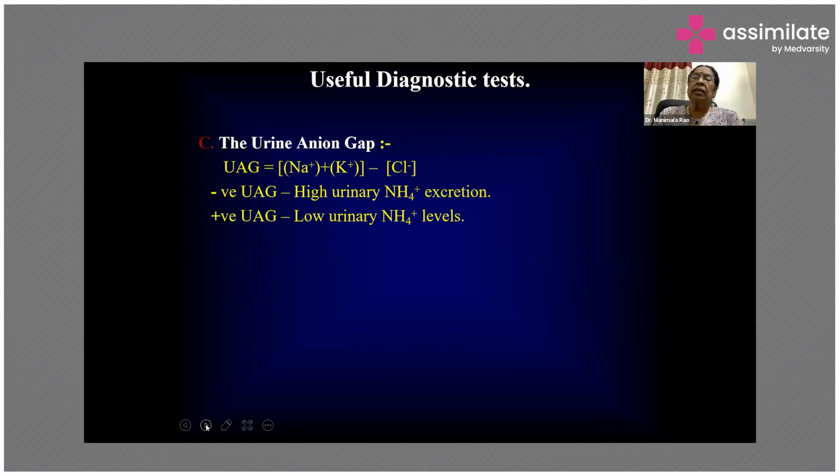So there is another thing called the urine anion gap, where it is sodium plus potassium minus chloride. If the urine anion gap is negative, there is high urinary ammonia excretion. If it's positive, low urinary ammonia. What it really tells you is whether the acidosis is due to a urinary problem or the kidney or not. So that is how it is usually diagnosed. Next.